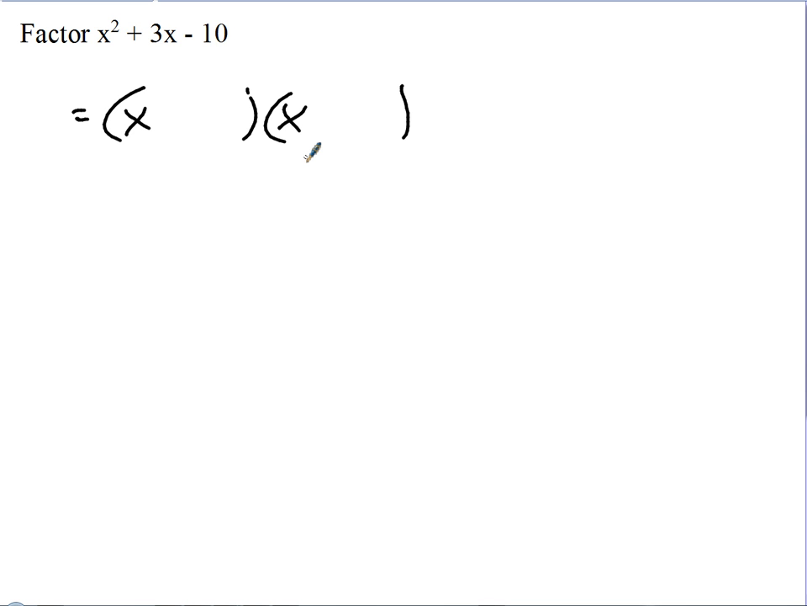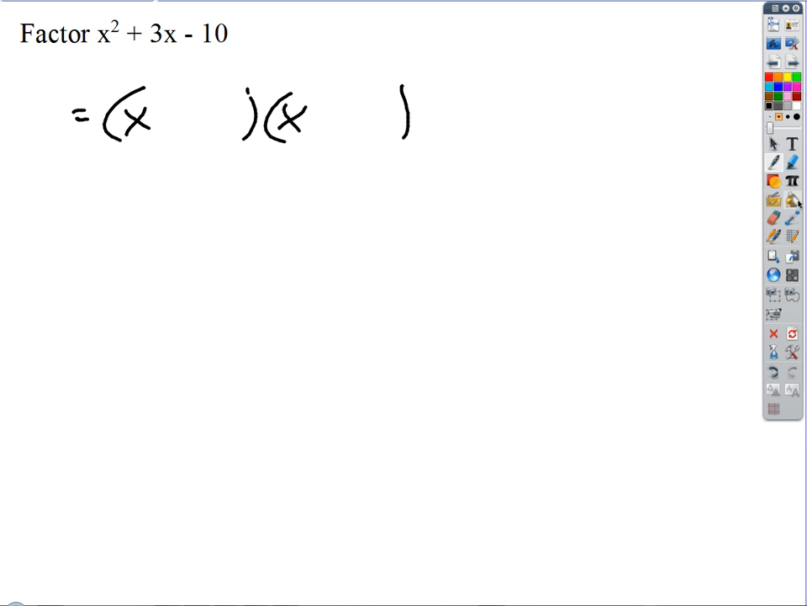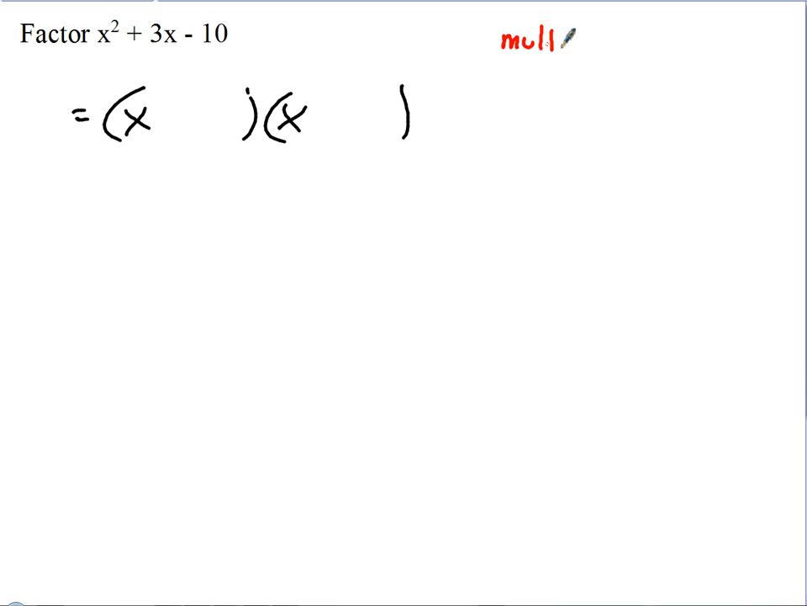And the question is just, can we find the two magic numbers that multiply to what? Negative 10. And add to 3. Good. Okay. So can you think of two such numbers? Negative 5 and 2.